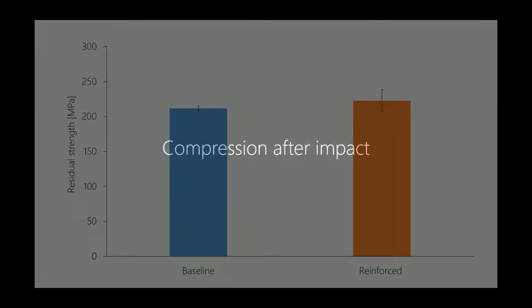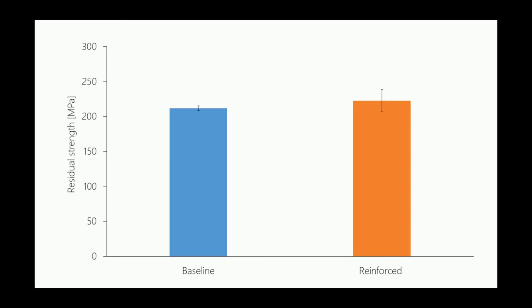Now let's look at the results of the compression tests. The average compression after impact strength of the reinforced specimens was 5.1% higher than that of the baseline specimens. However, the variability of the compression after impact strength was also much higher for the reinforced specimens. The consequence of this is that the difference in compression strengths is not statistically significant.